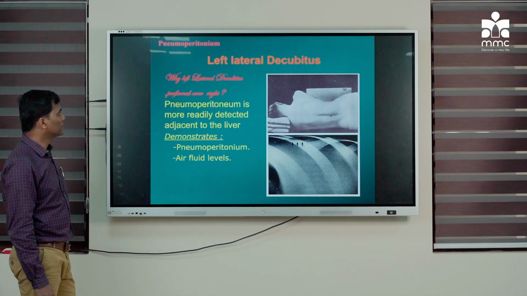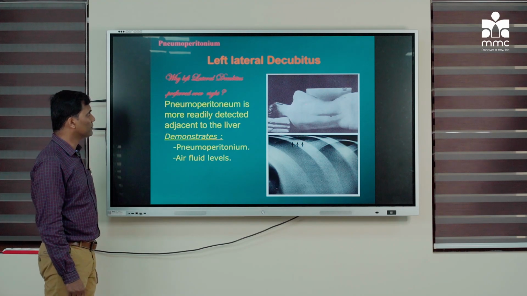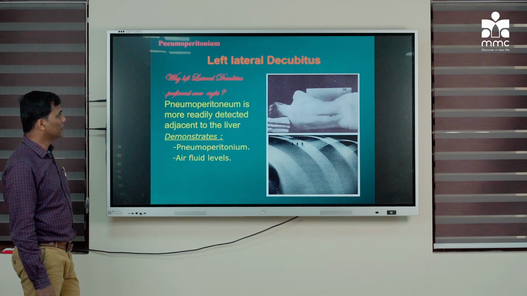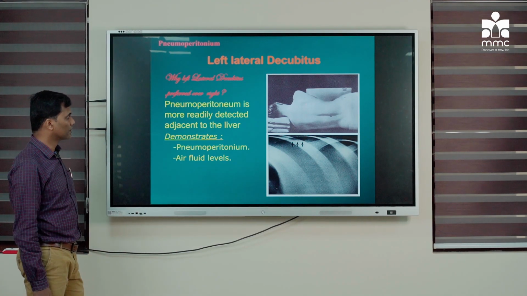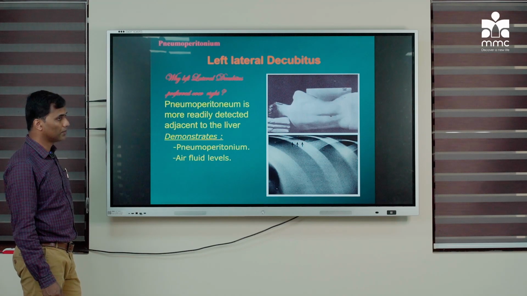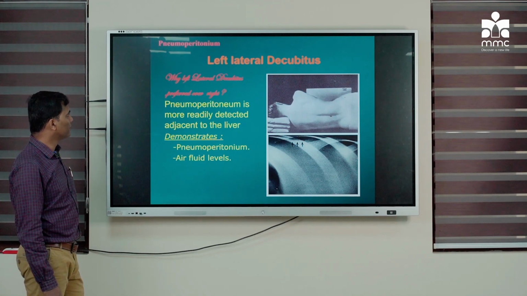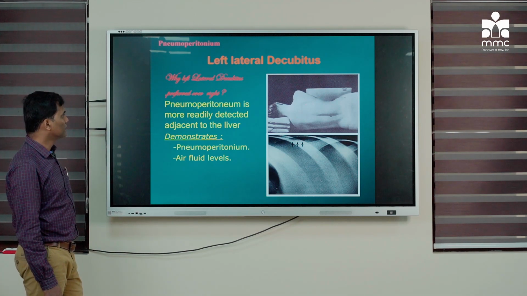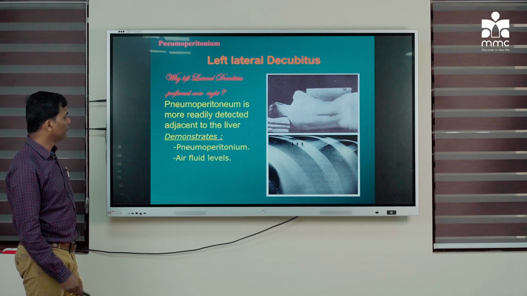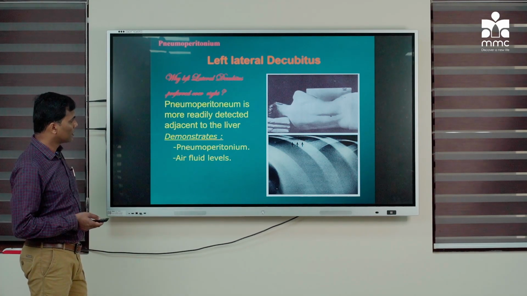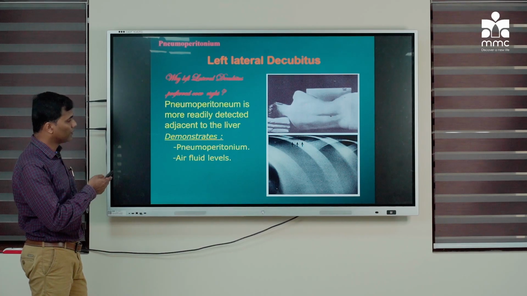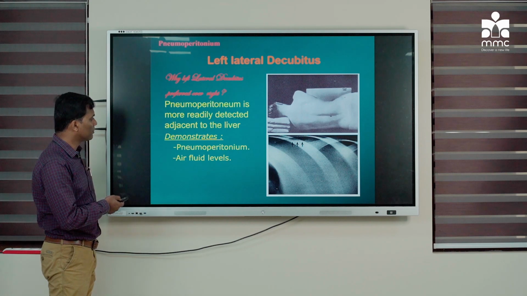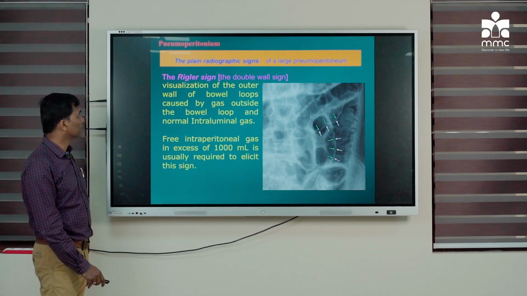Left lateral decubitus position, nowadays this has almost become obsolete because CT and other imaging modalities are there, but still in certain situations it may be useful, if the patient cannot be shifted and is not able to sit. So we prefer to do it on left lateral decubitus, that is, left on the lower side. The advantage is that the pneumoperitoneum will be seen between the abdominal wall and the liver. So you can see the lucent air, and it will also demonstrate air-fluid levels if the bowel is obstructed.